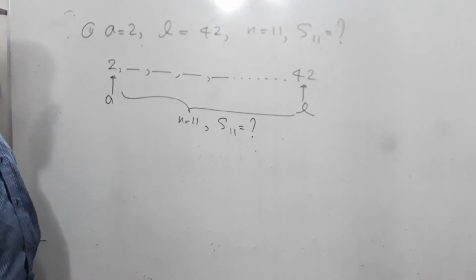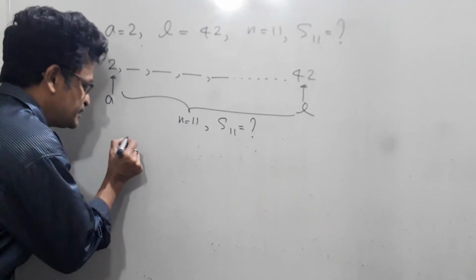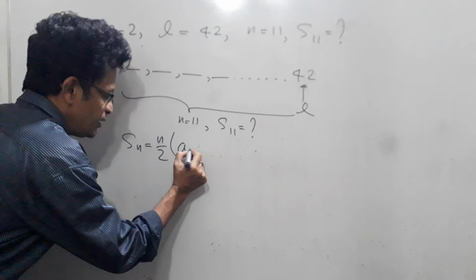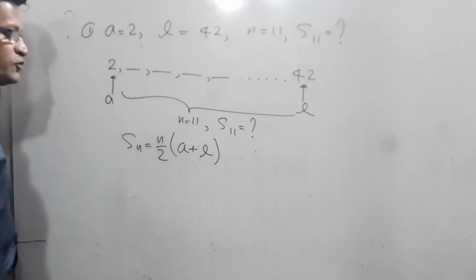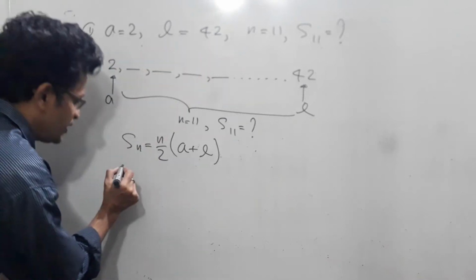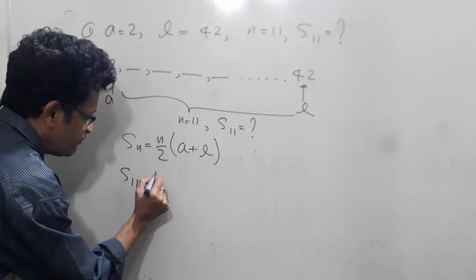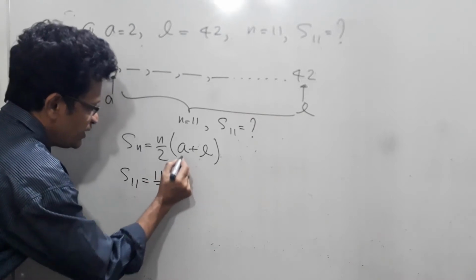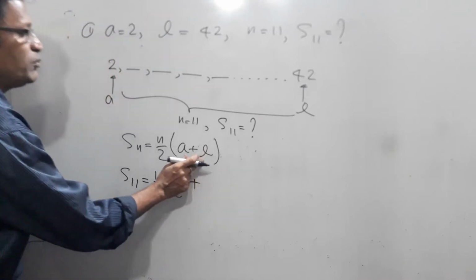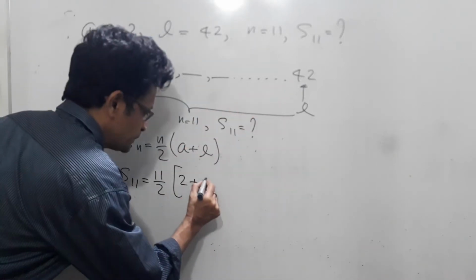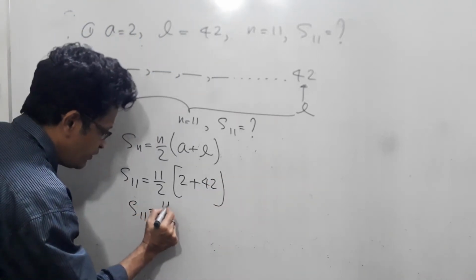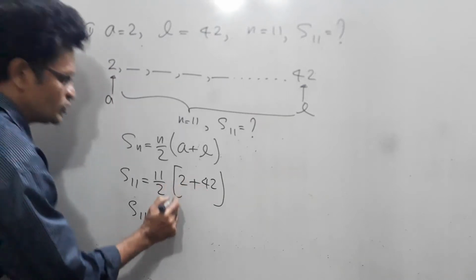For this, you can use the formula for the sum of n terms: Sn equals n over 2 times (a plus L). Then n equals 11, so you substitute n equals 11. Then 11 over 2, then A means the first term, that is 2, plus L means the last term, that is 42. Now S11 equals 11 over 2 times, 42 plus 2 is what? 44.